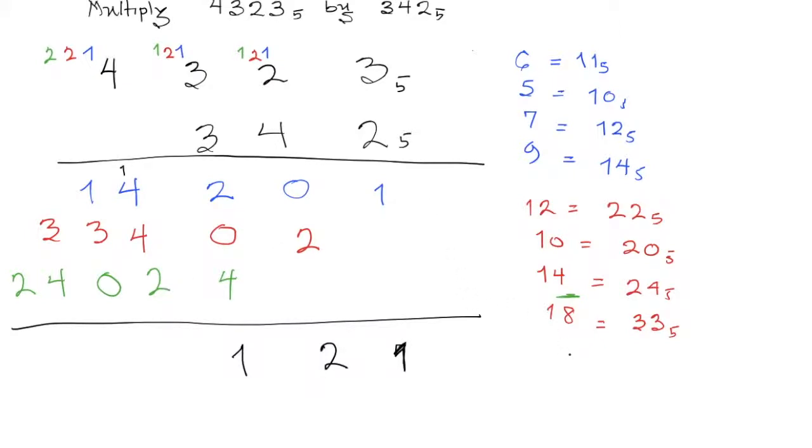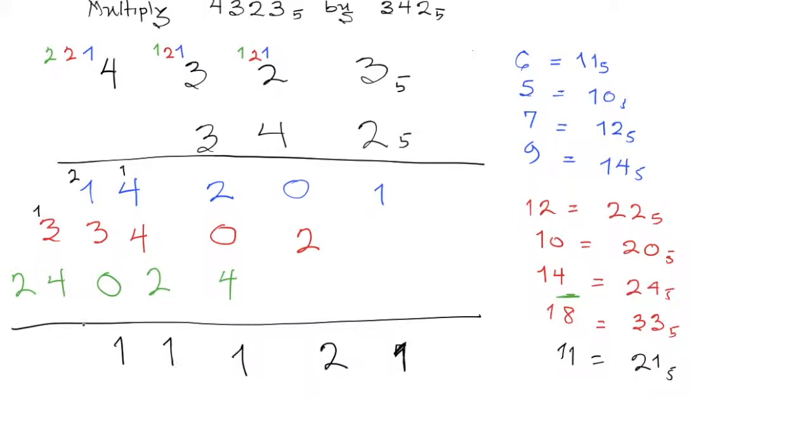11 in base 5 is 2 bunches of 5 and 1 unit. And so we write our 1 right here and carry out 2 right here. 2 plus 1 is 3. Plus 3 is 6. 6 in base 5 is 1 bunch of 5 and 1 unit. So we move our 1 right here. 1 plus 3 is 4.